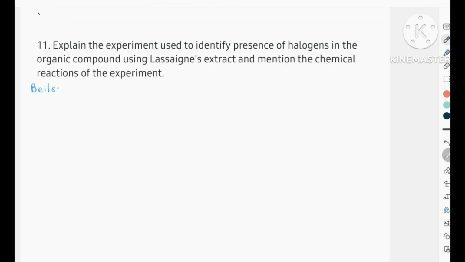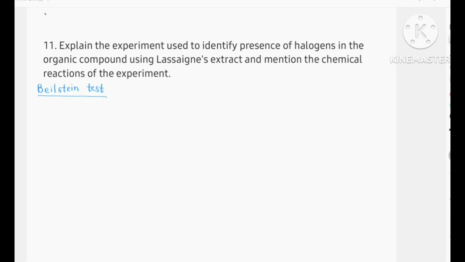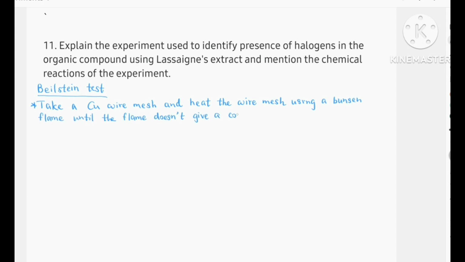11th question. Explain the experiment used to identify the presence of halogens in the organic compound and mention the chemical reactions of the experiment. This experiment is called the Beilstein test. Take a copper wire mesh and heat it using a Bunsen flame until the flame doesn't give a color.